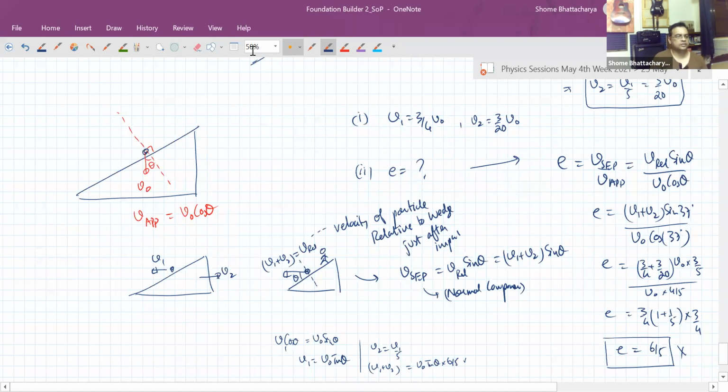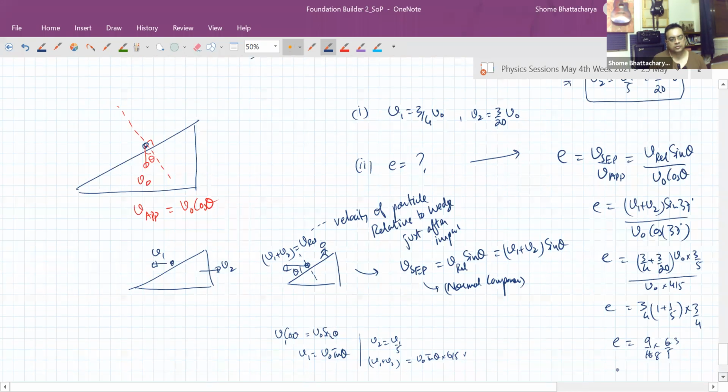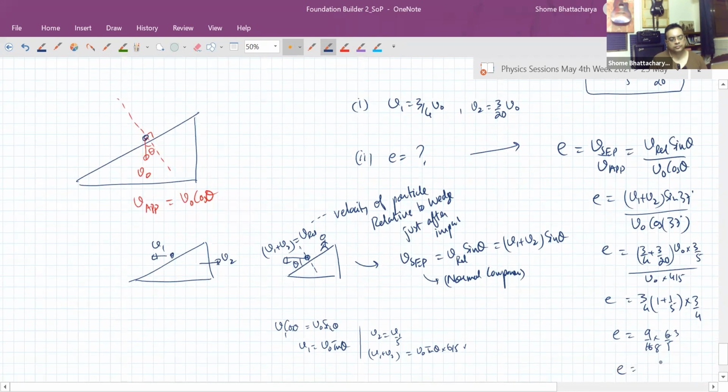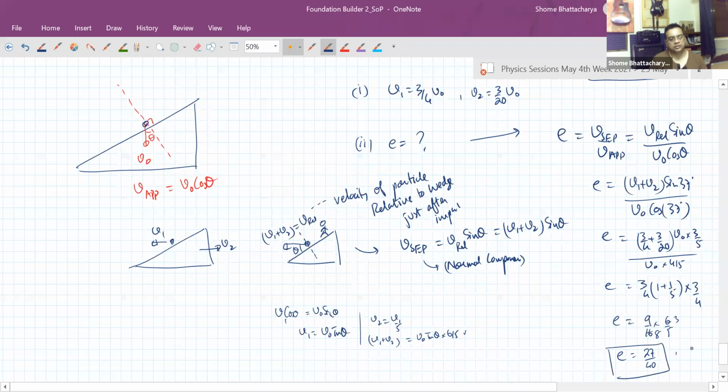Oh, sorry, I made a mistake. This will not cancel. It's multiplying, so it's all right. So the coefficient of restitution is becoming how much? It is becoming 9 by 16 into 6 by 5. That's less than 1. That's fine. So that's 27 by 40. So that's fine. There's no problem with that. It's a coefficient less than 1. So the question was all right. There's no problem with the data now.